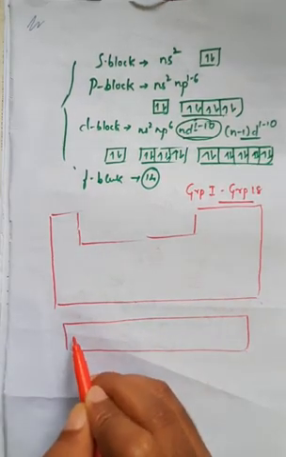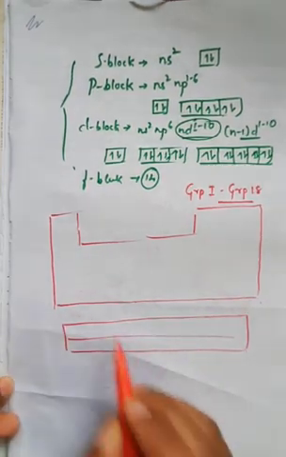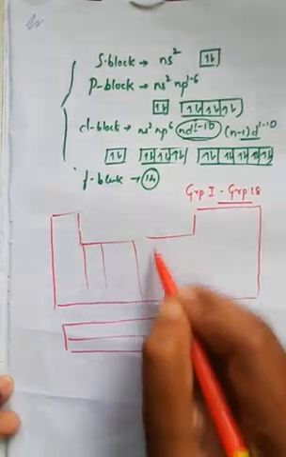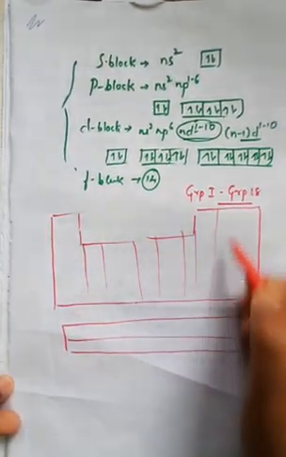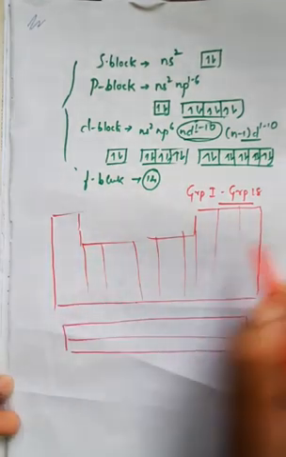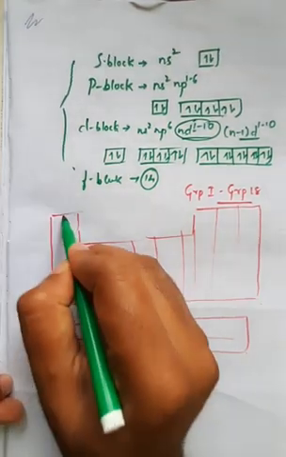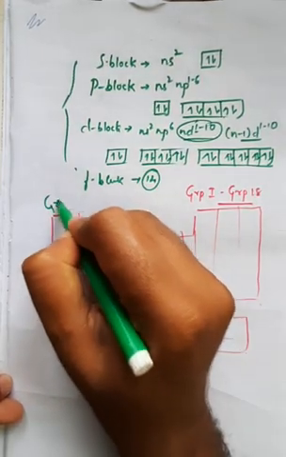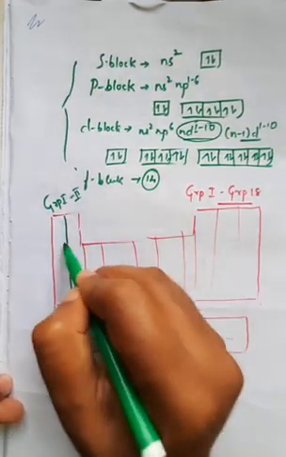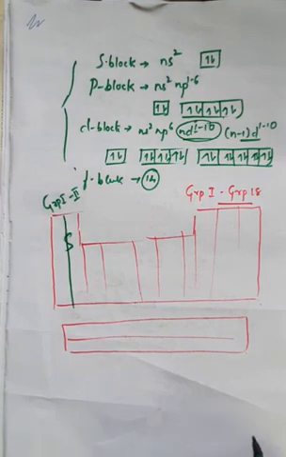So this is some of the rough work. You can observe here the groups are present. These are total 18. So here, group 1 and group 2 are generally formed as S block elements.